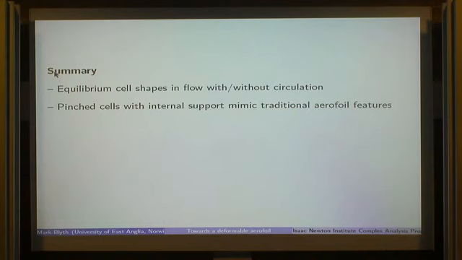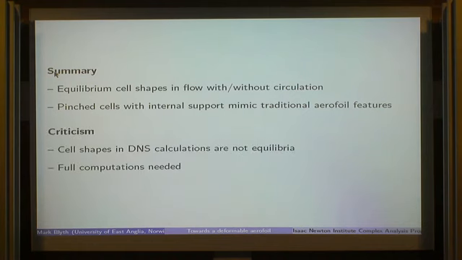Just to briefly summarise what I've talked about, we've described these equilibrium cell shapes and flow with and without circulation, with a view to trying to get something that looks like an aerofoil. To do that, we introduced a pinch at the trailing edge with a fixed angle and some finite support of finite length. To work out how realistic this is, we did DNS calculations, but these are based on taking one of those static equilibrium shapes, treating it as a rigid body, and plugging it into a DNS solver. Whereas in reality, of course, the cell membrane is going to respond to the forces from the flow. So that needs to be addressed, and we need to do a better calculation in future.